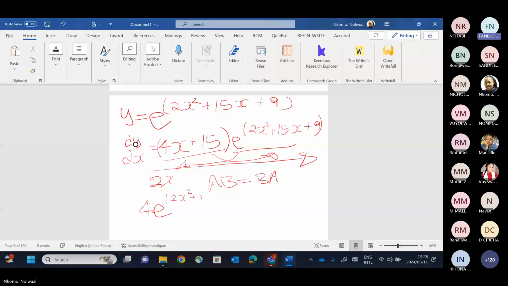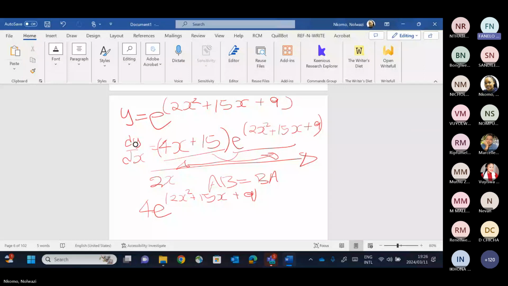Yes, 2x squared plus 15, yes. Anyone with a different answer? Okay, let's assume we all got this straight.